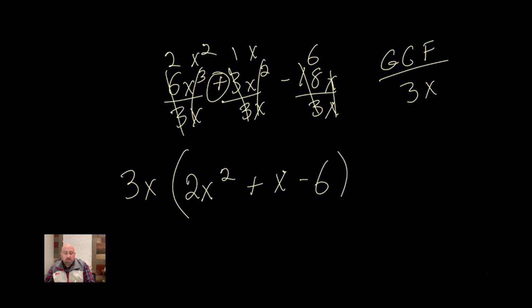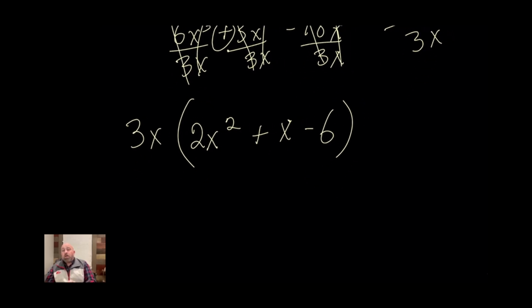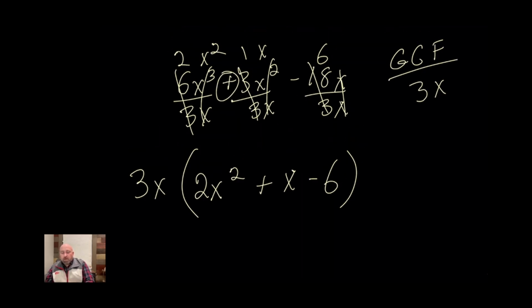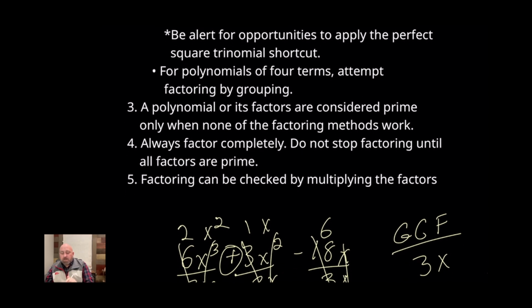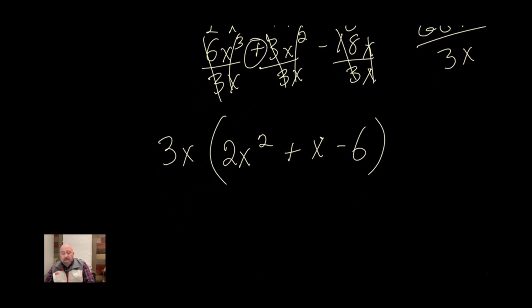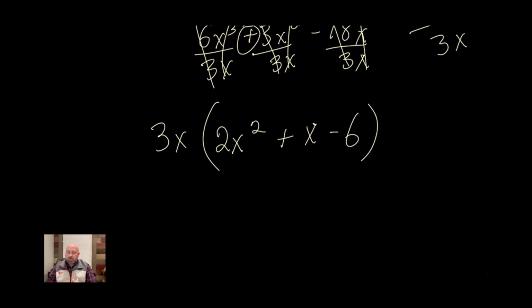Now, some of you might be tempted to stop there and say, okay, I'm done. I don't have to factor anything else. I've got my common factor. I'm moving on with life. Here's the problem with that. Well, one of your strategy tells you not to. Always factor completely. Do not stop factoring until all factors are prime. So we can't do that. We have to keep going with this. All right, so what else could we do here?